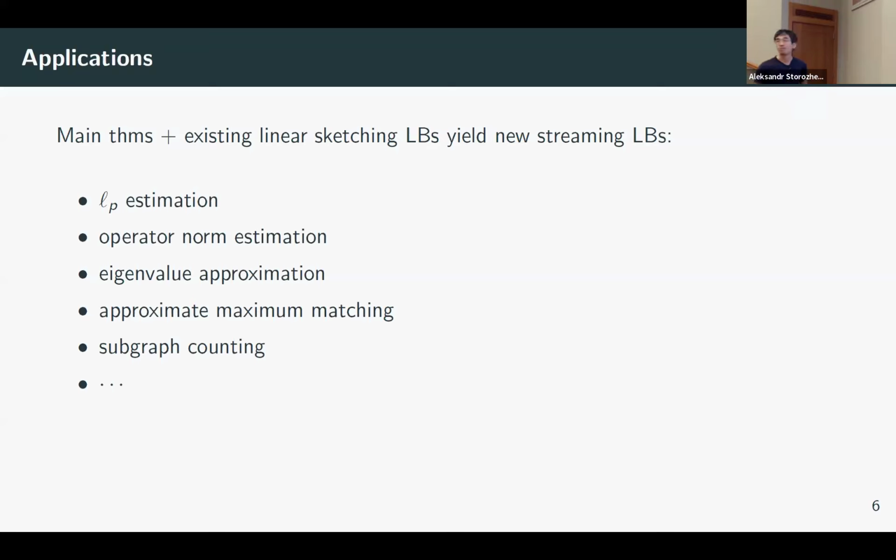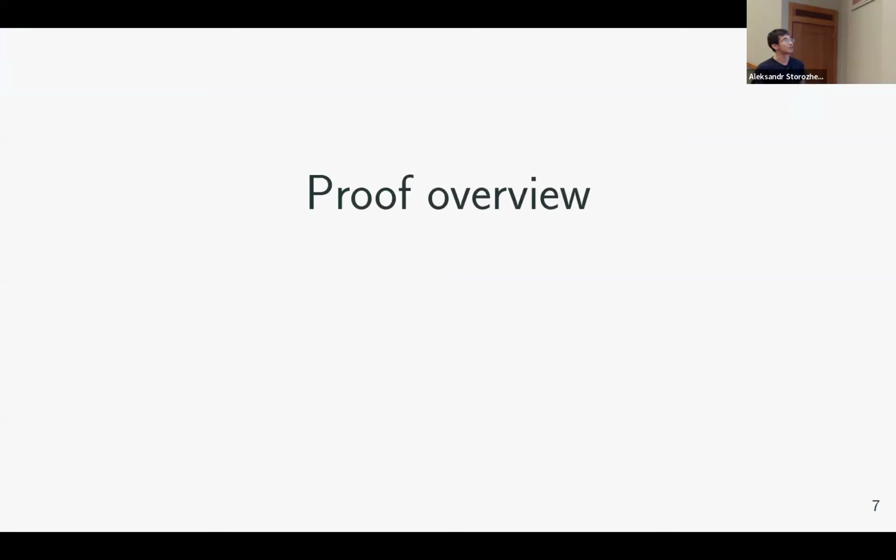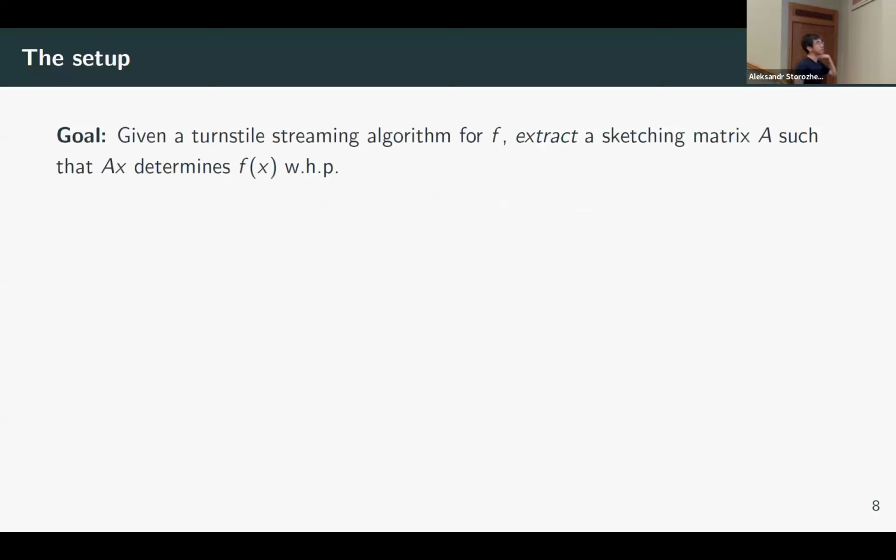Okay, so in the remaining time, I would like to go over a high-level proof overview, but before that, any questions?